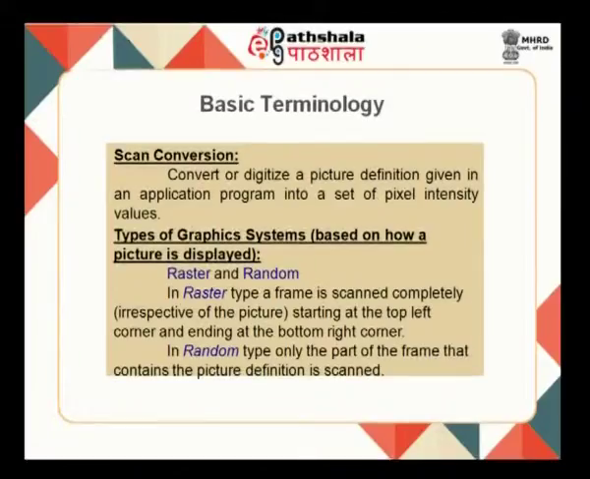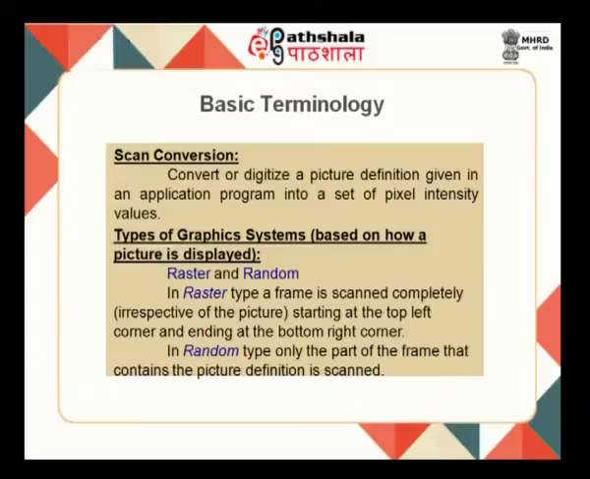Whereas, in the case of random type, only the part of the frame that contains the picture definition is scanned. So, you can now understand the difference here. In raster scanning, a picture is drawn straight from the top left corner of the monitor to the bottom right corner, even without bothering about whether the full screen has some picture or maybe only a part of the screen has some picture. It keeps scanning, while the random type of scanning just scans where the exact picture is to be plotted or drawn.